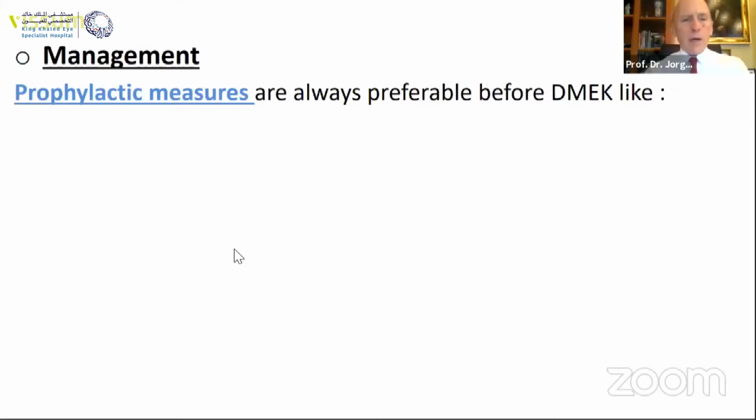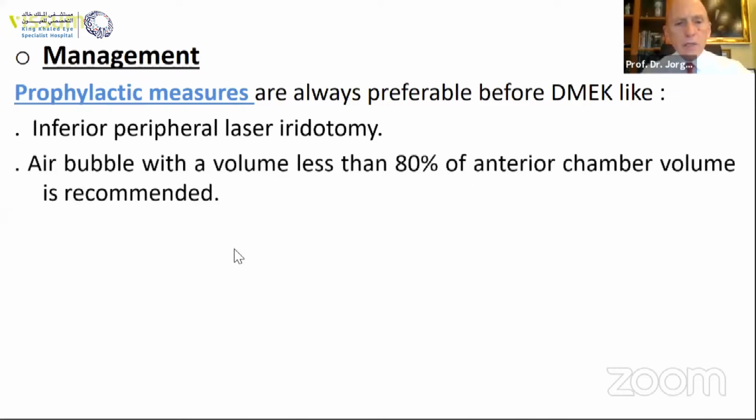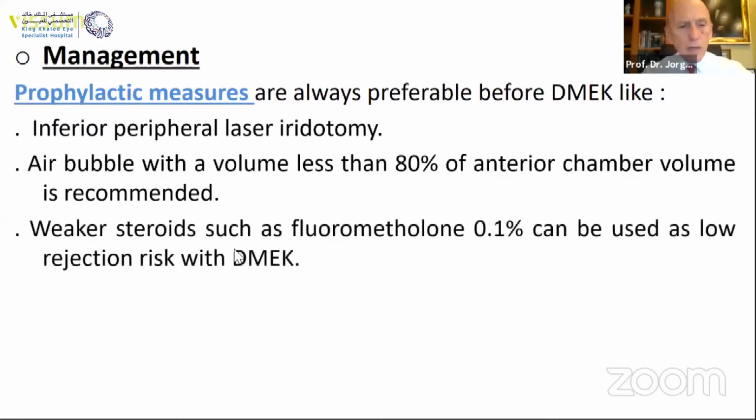How to make any prophylaxis of this problem in DMEK? We always prefer, before the DMEK, to plan to make an inferior peripheral laser iridotomy. If the cornea is not adequate for the purpose, then you have to do it during the surgery with a vitrectomy probe, as is needed most of the time. The air bubble has to be made with a volume of less than 80% of the anterior chamber volume, and you have to take care that the bubble is not going behind the iris, so as not to induce the appearance of synechiae. You have to use weaker steroids so we have a lower risk of rejection following the DMEK, and fluorometholone is acceptable, especially after the early post-op of 3 months.